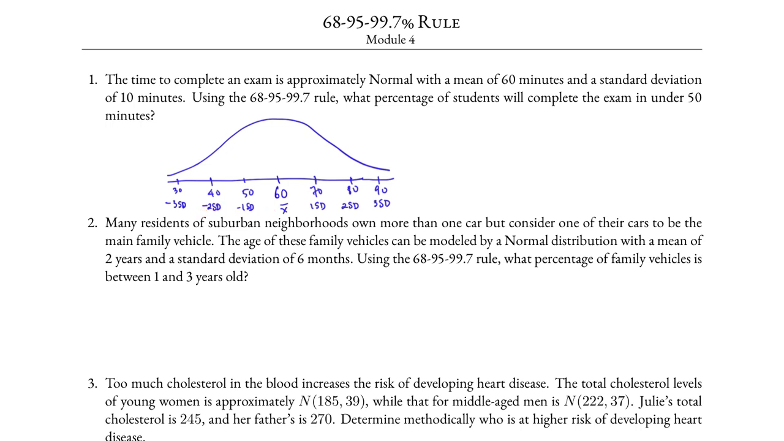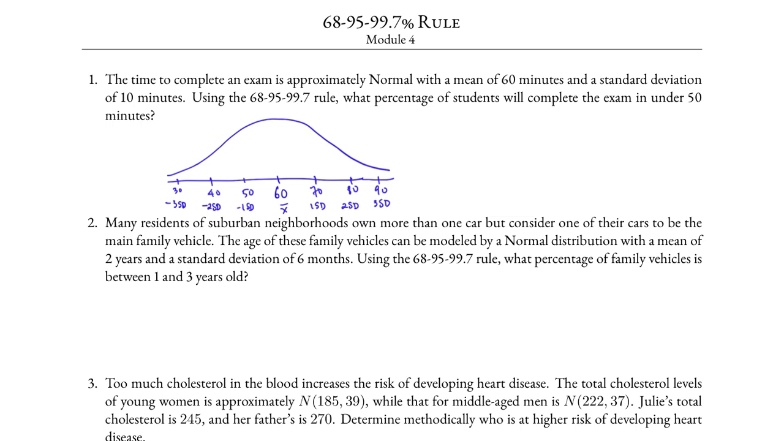The question asks what percentage of students will complete the exam in under 50 minutes. Under 50 minutes is the same as saying below 50 minutes. So we locate the number 50 on the horizontal line. These numbers on the horizontal line indicate the minutes. This is the number line. It always goes from the smaller number to the larger number. The numbers should be increasing. Any number on the left hand side is less than the number on the right hand side.